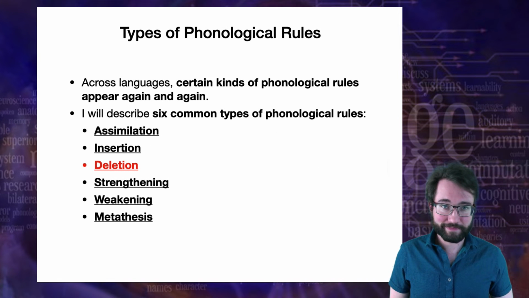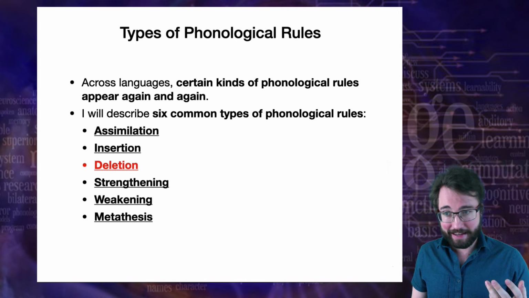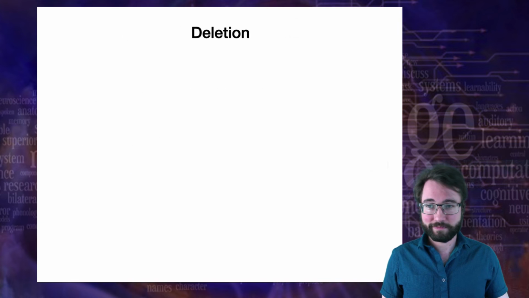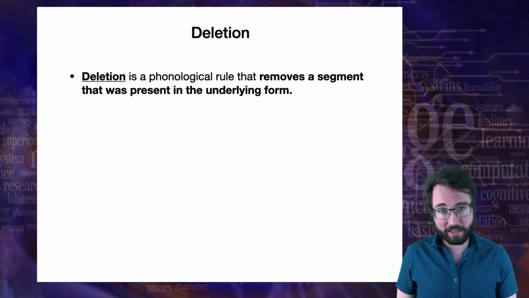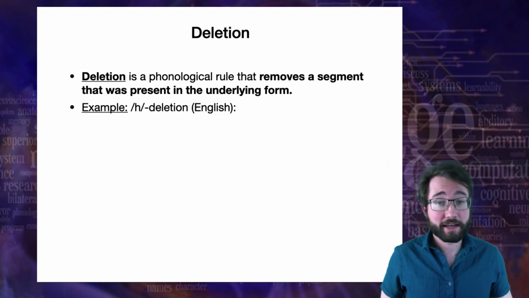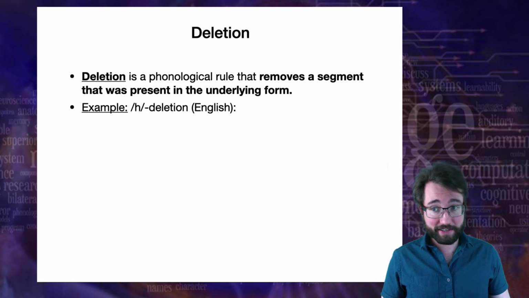That's insertion. The next thing we're going to look at is deletion. And as you might imagine, deletion is the mirror image of insertion. So deletion is a phonological rule that removes a segment that was present in the underlying form. A very prominent example is what's called H deletion in English.